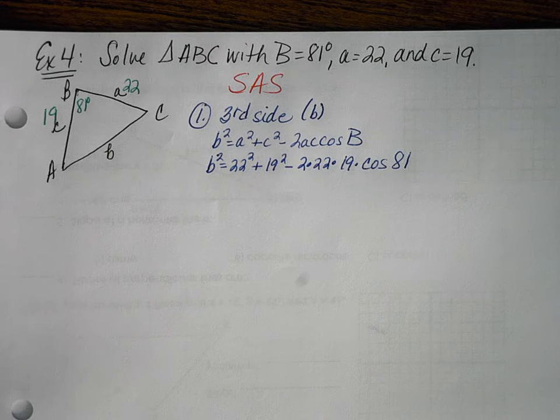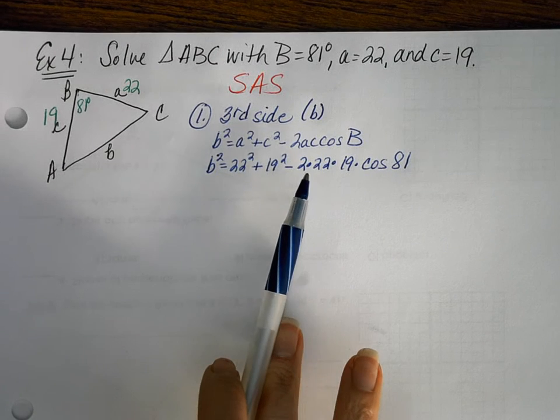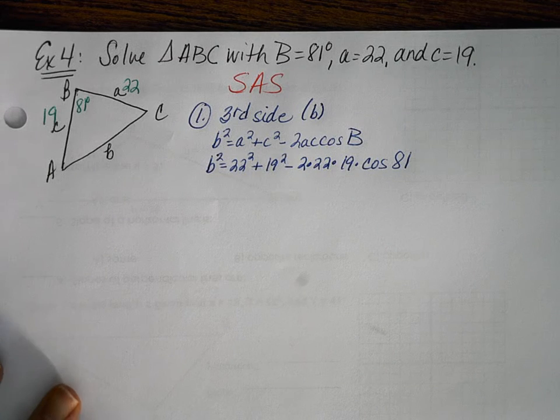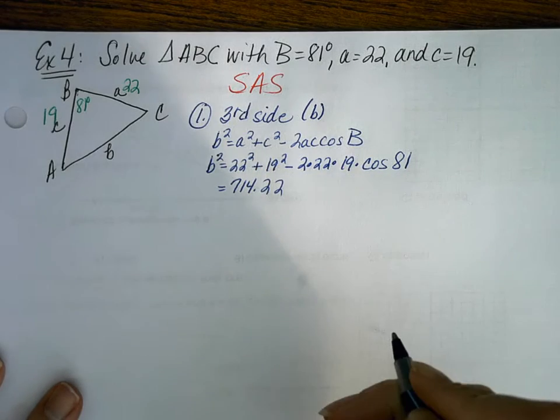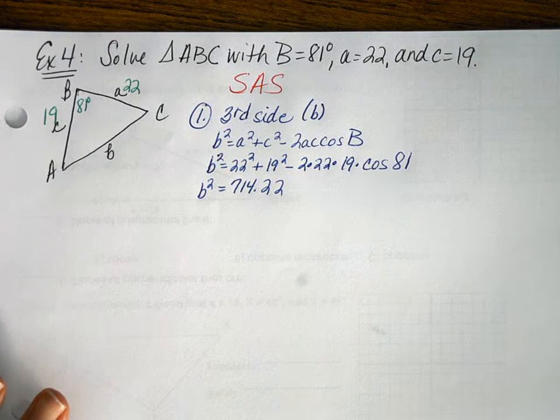All right, this should be one set of keystrokes in your calculator. We should be able to do 22 squared plus 19 squared minus 2 times 22 times 19 times the cosine of 81 and watch the magic. It's going to be better than Disney. Having a magical day. Yvonne, what are you thinking? 714.22 is equal to what? B squared. Very nice. 714.22 is equal to b squared.